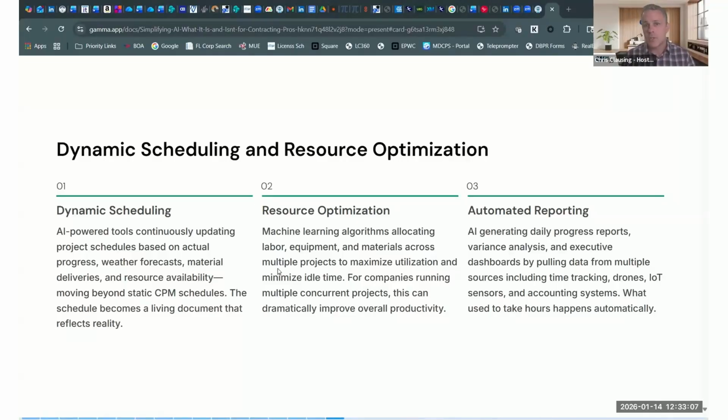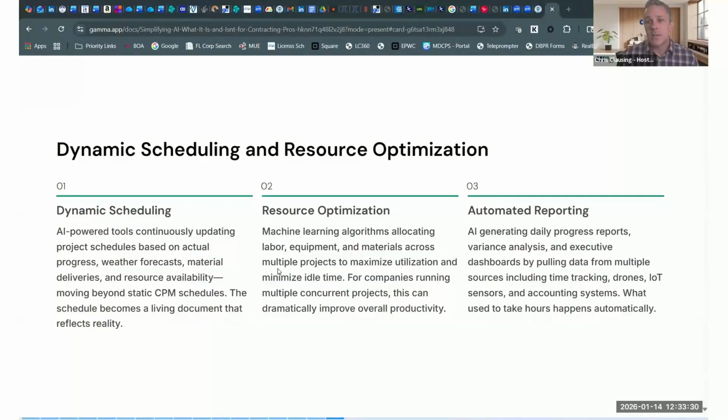Of course, resource optimization. We want to make sure we're allocating labor properly. Do we have too much idle time in our crews? Is our equipment sitting? Are we storing materials properly? Are we delivering it properly? Do we have it coming to the project site at the right time? So this can definitely help companies that have multiple job sites operating at one time.